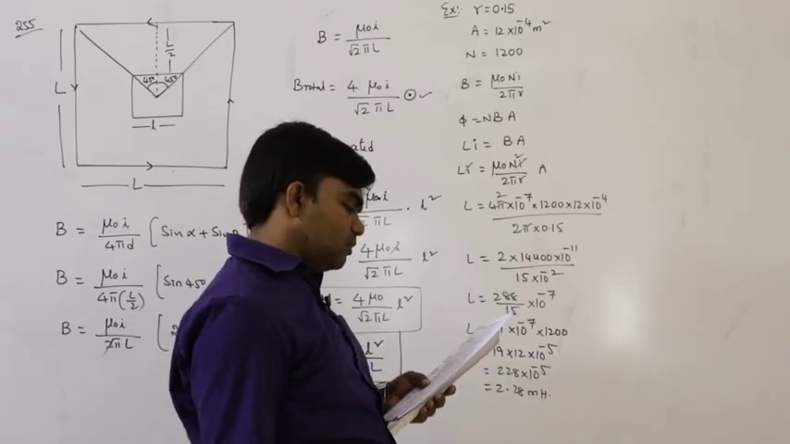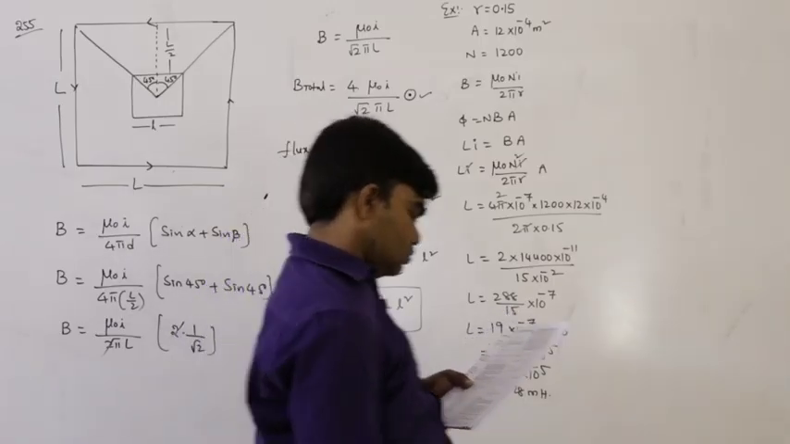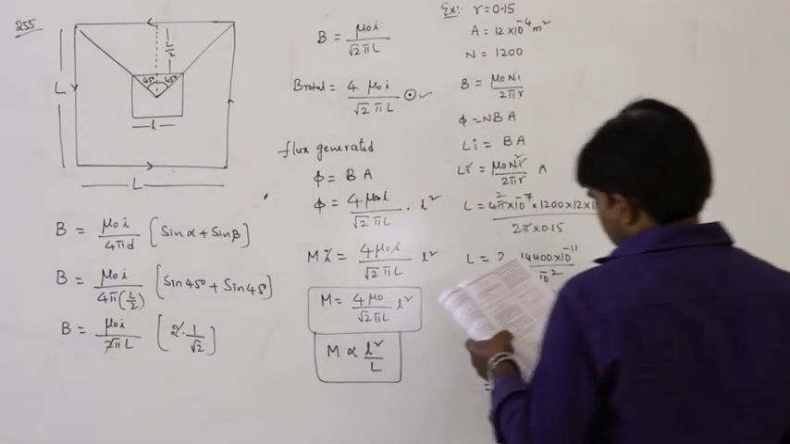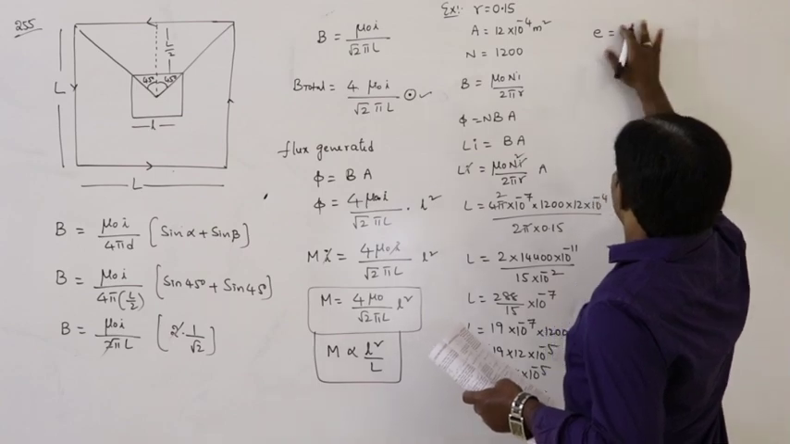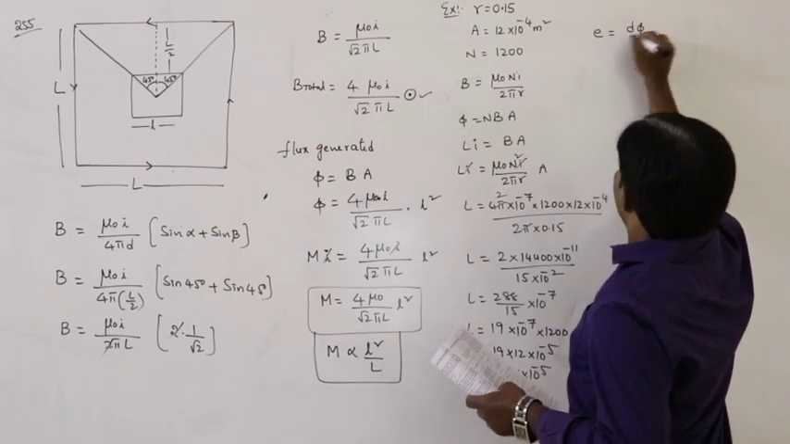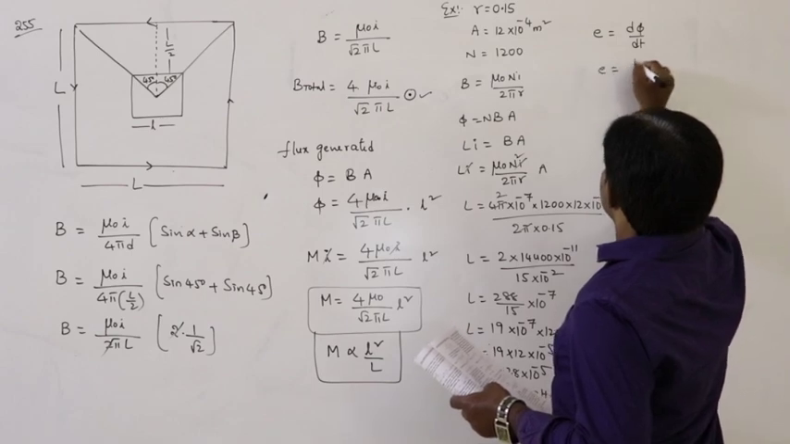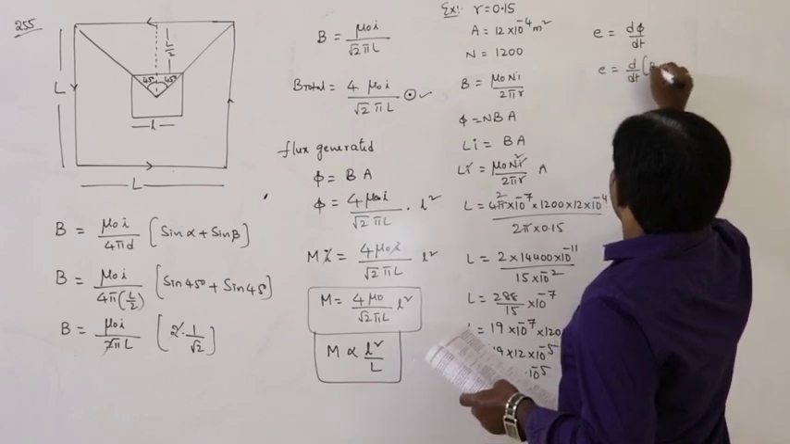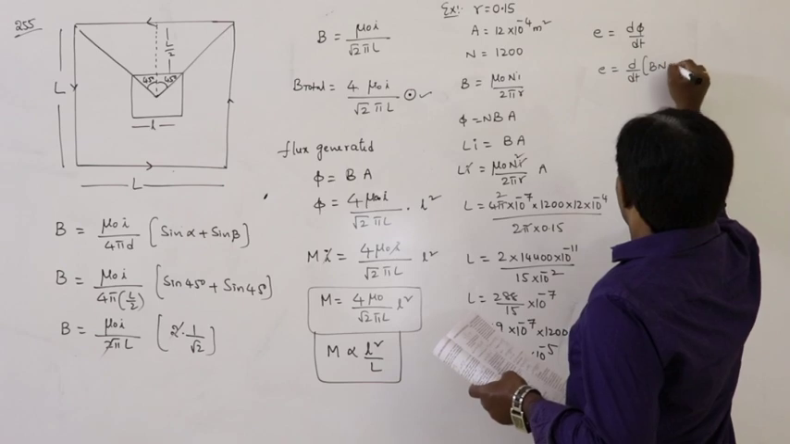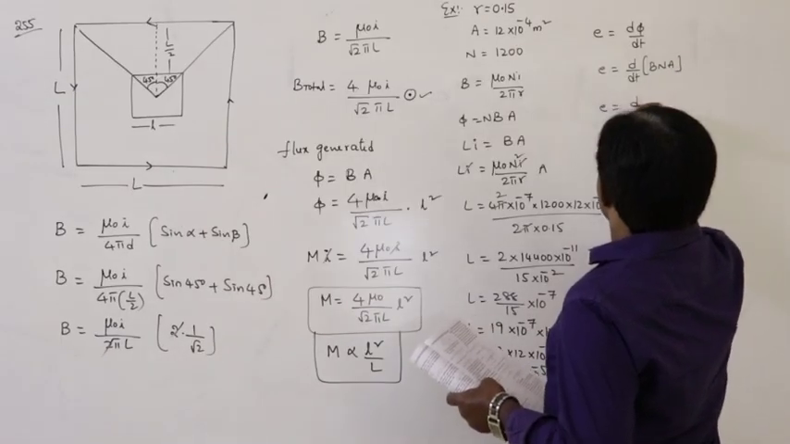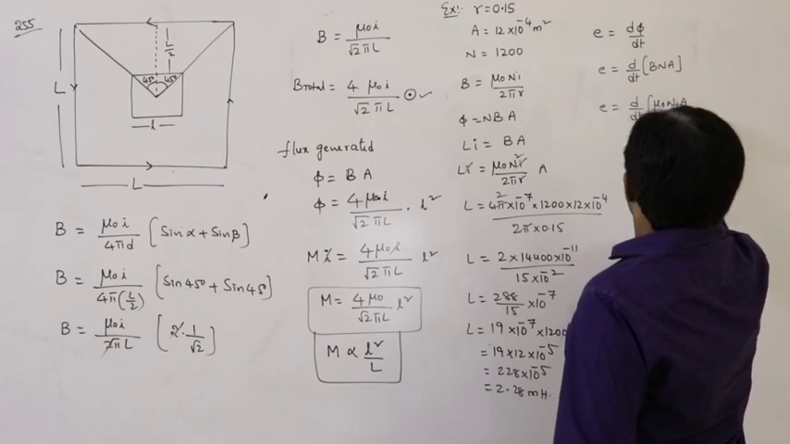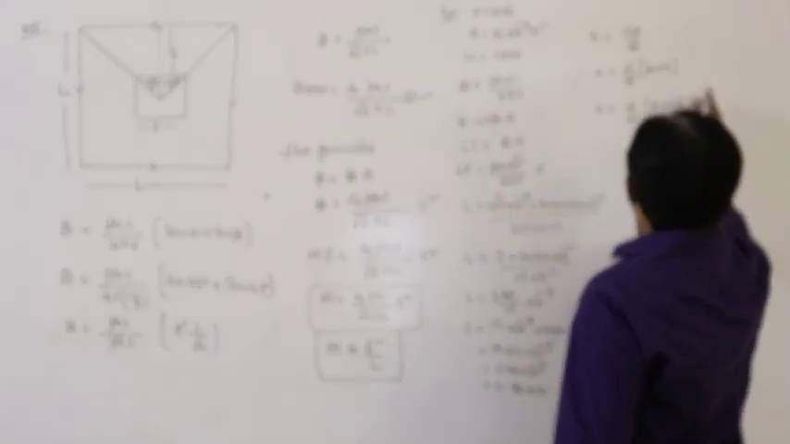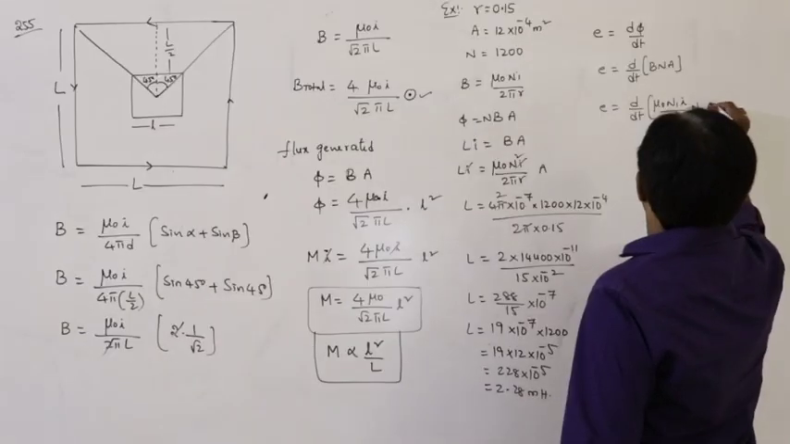Obtain the induced EMF in the secondary coil. E is equal to the general formula, according to this, d phi by dt. So E is equal to d by dt of phi, which can be written as NBA, B and A. E is equal to d by dt of B, so mu naught N1 A by L into mu naught N1 I by L into N2 A.